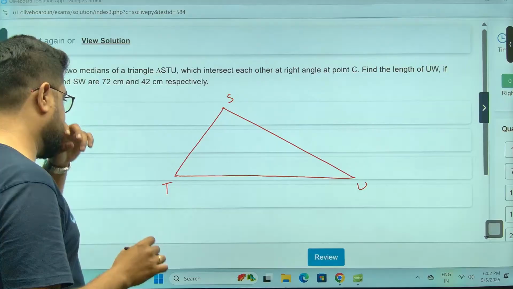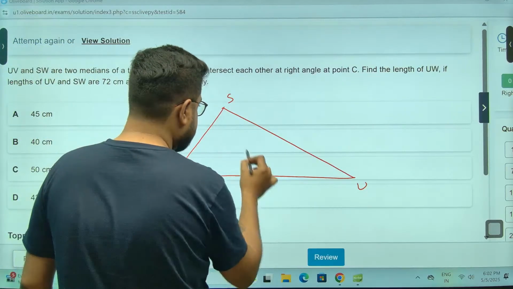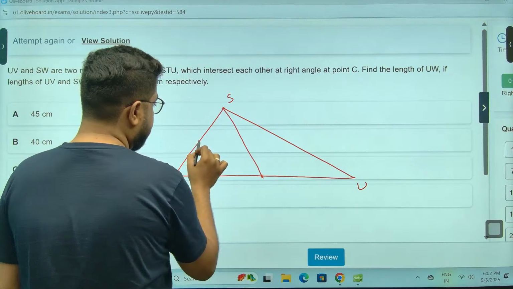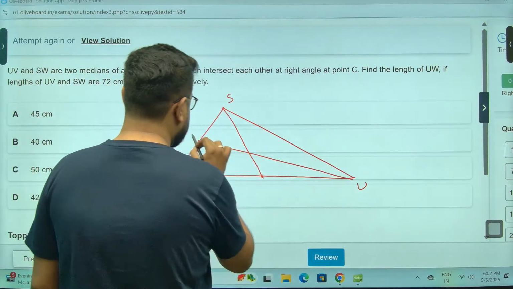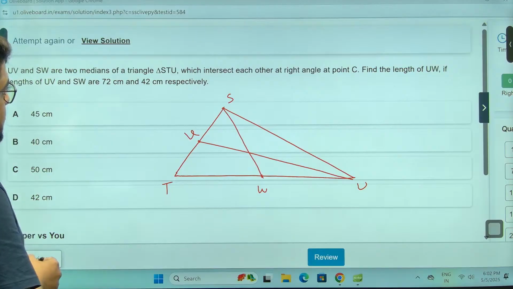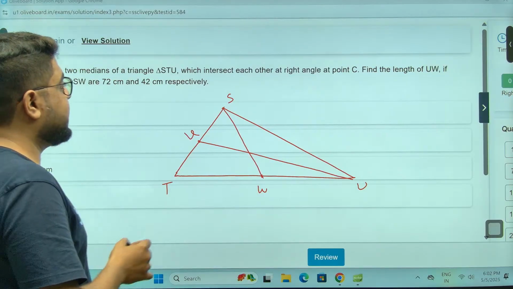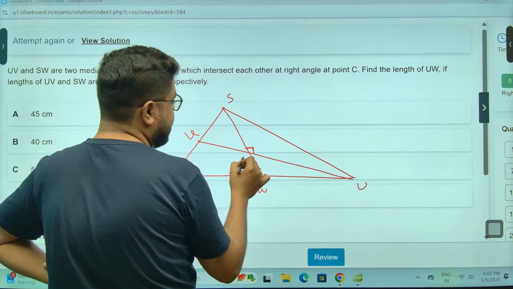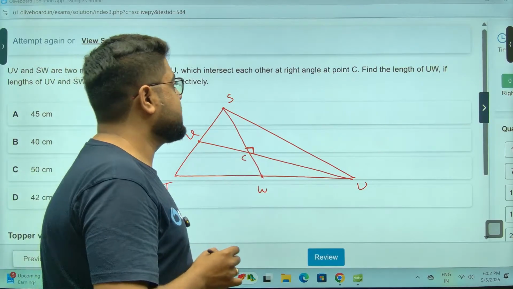UV and SW, SW and UV. So this is V, sir, SW, sir. They intersect at a point, and this is a right angle. It doesn't look like it, but again, this is a right angle, they have told us.